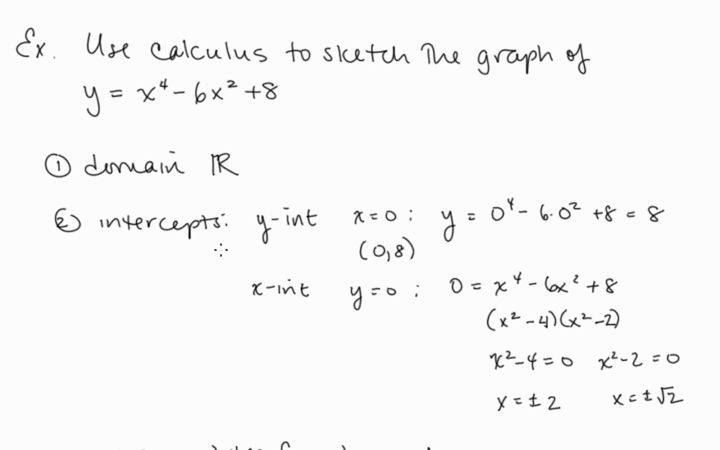For intercepts, we take a look at our y-intercept by setting x equal to 0. Setting x equal to 0, we have y equals 0 to the fourth minus 6 times 0 squared plus 8, and so that's 8. That tells us the point (0, 8) is on the graph.